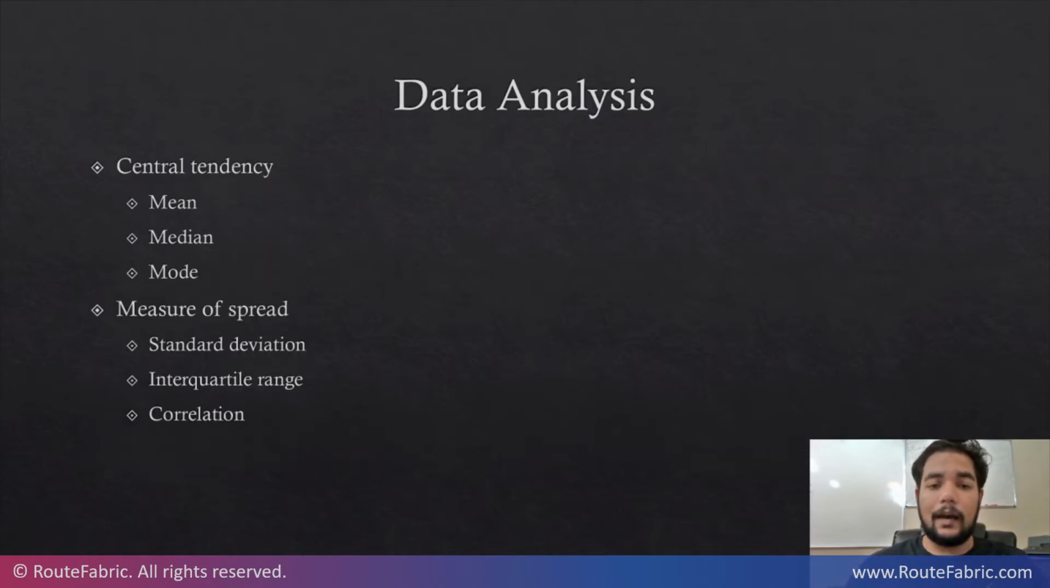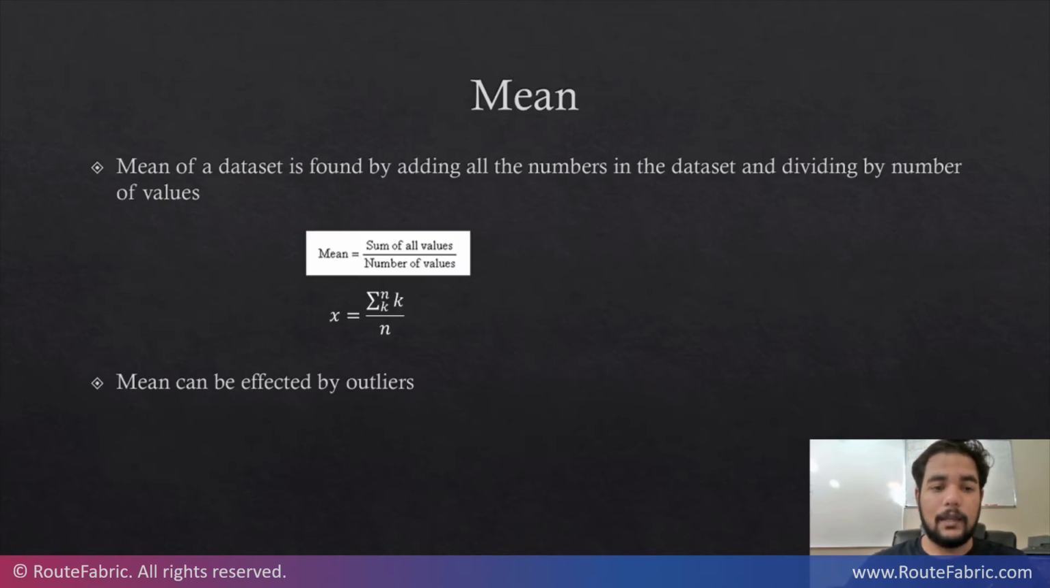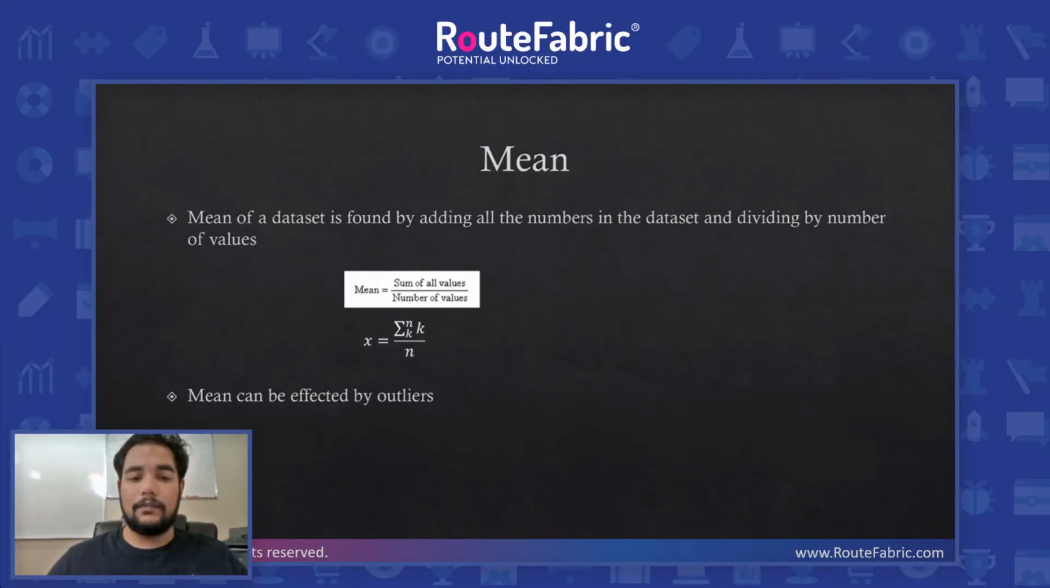Now let us see what are the different means to do data analysis. We have the central tendencies, which are mean, median, and mode, and we have measure of spread, which is standard deviation, interquartile range, and correlation factor. First, let us see what mean is. Mean of a dataset is found by adding all the numbers in the dataset and dividing by the number of values.